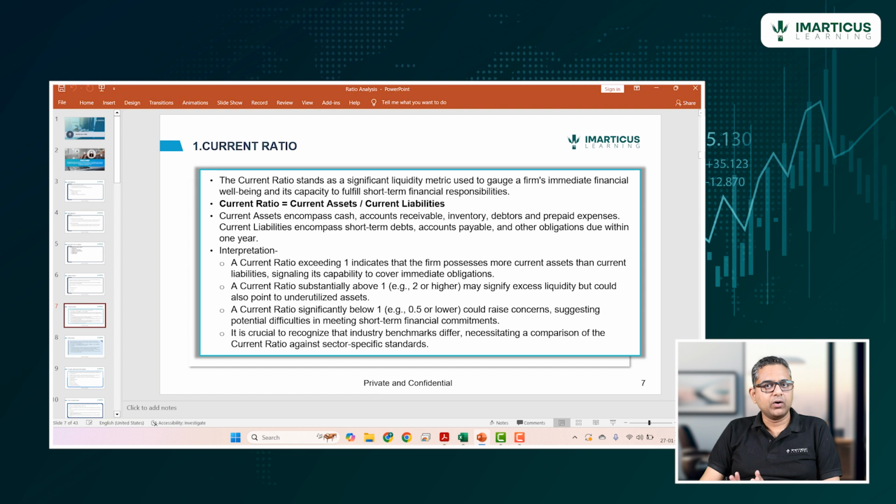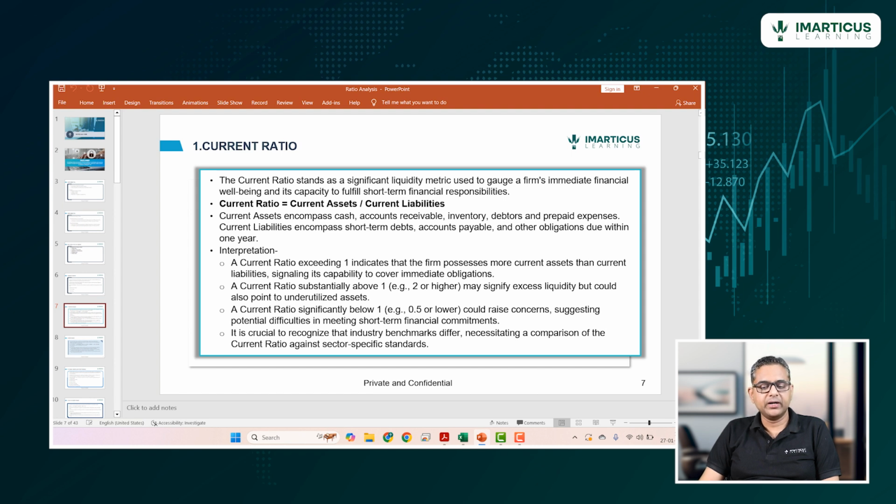If it is one or more, it means that our current assets are more than current liabilities, and we can easily fulfill our current liabilities through our current assets. Whereas if it is less than one, it means our current assets may not be sufficient to cover our current liabilities, and we need to generate funds from somewhere else to cover our current liabilities. Current assets encompass cash, cash equivalents, accounts receivables, inventory, debtors, prepaid expenses. Current liabilities include short term debts, accounts payable, and other obligations due within 1 year.